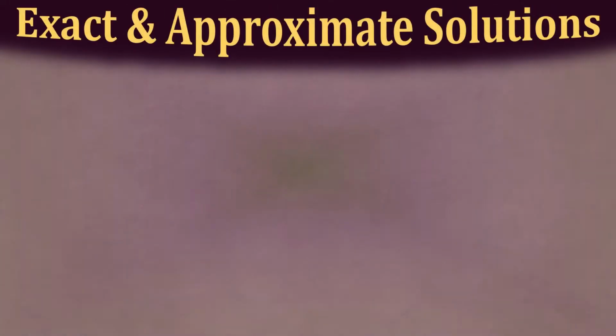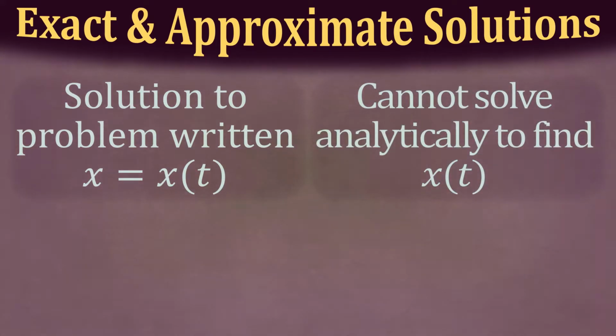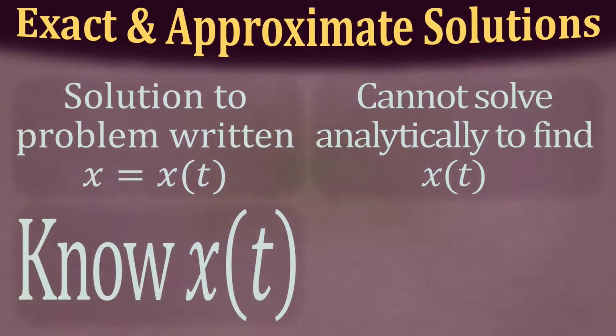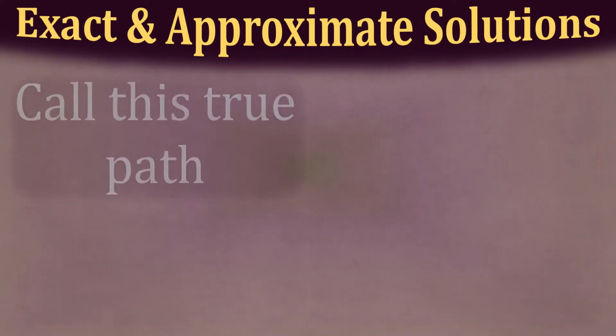Following on, let's discuss the exact compared to approximate solutions. The solution to the problem can be written as x equals x(t). The trouble is, in general, we cannot solve analytically to find x(t). Imagine, however, that we do know what x(t) is. Then we could plot the path on a set of t versus x axes. We will call this the true path.